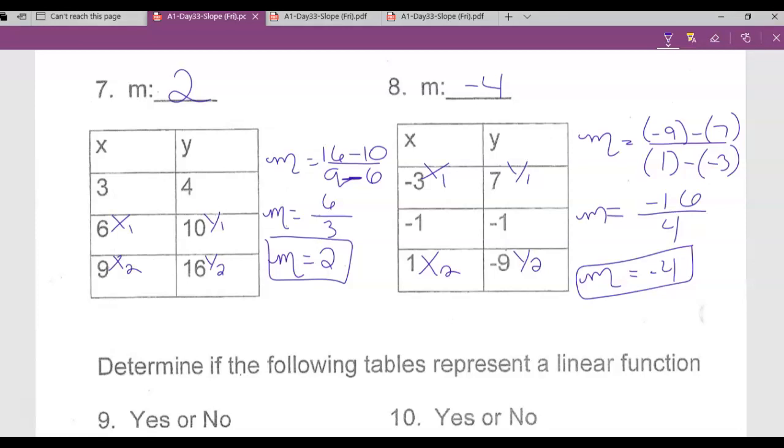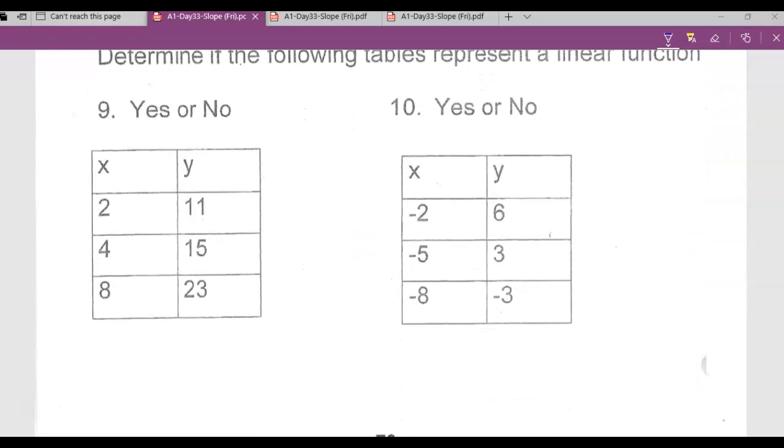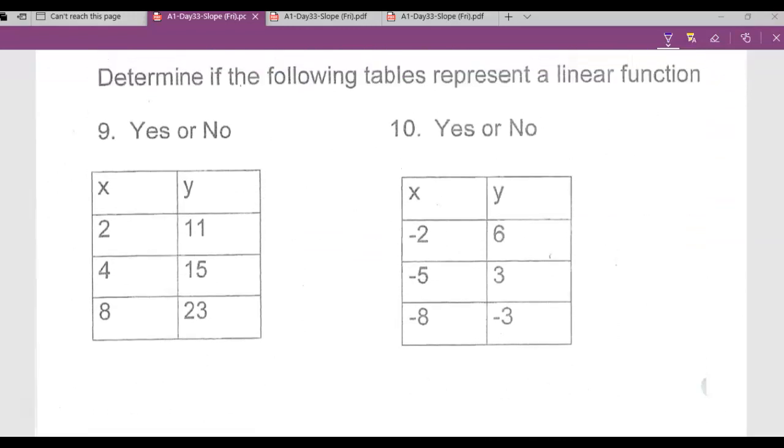Now there's also another way to check, and that's the last thing I'm going to show you. If you have these points, and you were to graph them, or even just by looking at them, would they make a straight line? You could waste your time graphing them, or we can try this next little trick to find the constant rate of change. So let's look at the y's.